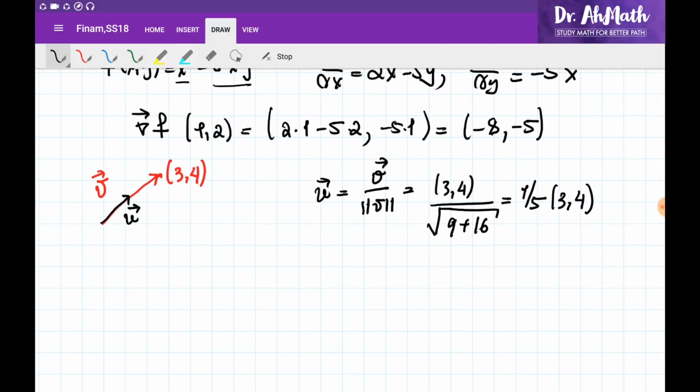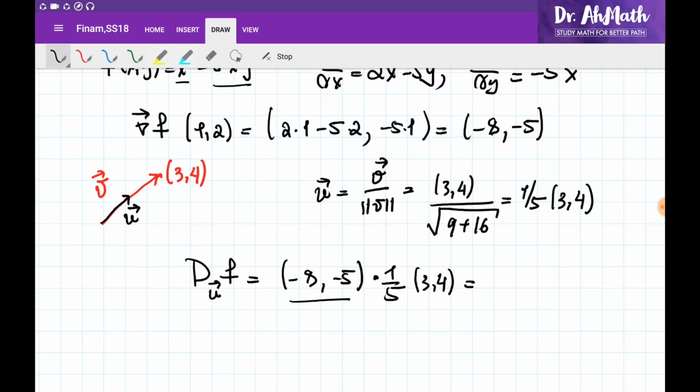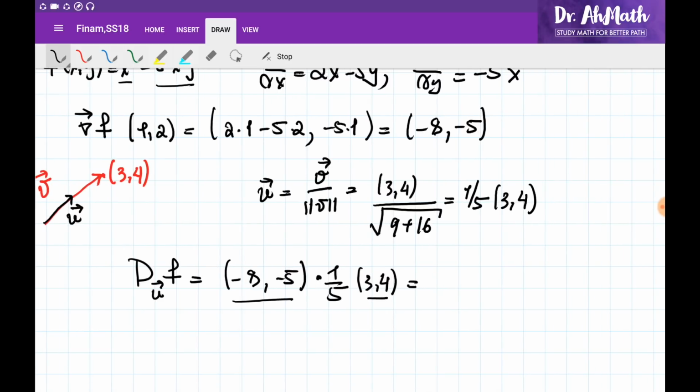So the directional derivative of this function in the direction of u is going to be (minus 8, minus 5) dotted with 1 over 5 times (3, 4). We can multiply these two vectors as a dot product and multiply the result at the end by 1 over 5. So let's multiply these two vectors as a dot product.